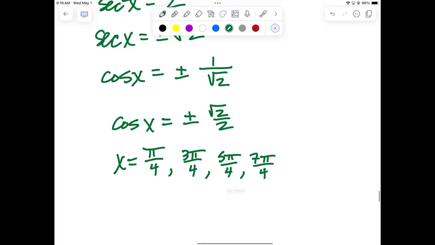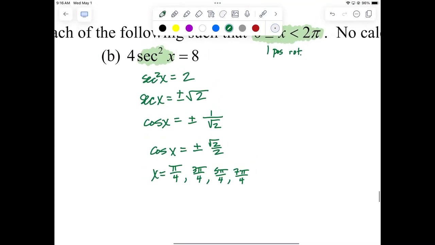There's your answer. And if you forgot the plus or minus, you're only getting the pi fourths and the 7 pi fourths. You're missing the other 2 solutions. There's no denominator here, so we know those are all going to work. We don't have to worry about the domain of the solution set. All right. Straightforward. We're on rapid fire mode.